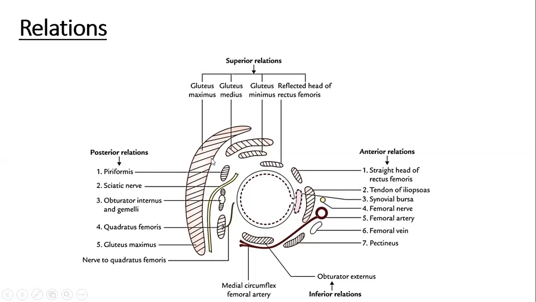Posteriorly, you can see that it is related with the piriformis muscle, the obturator internus with two gemelli, and quadratus femoris. All of these muscles are separating the capsule of the hip joint from the sciatic nerve posteriorly. Laterally and medially, the capsule of the hip joint blends with the iliotibial tract and forms the lateral wall of the pelvis, respectively.